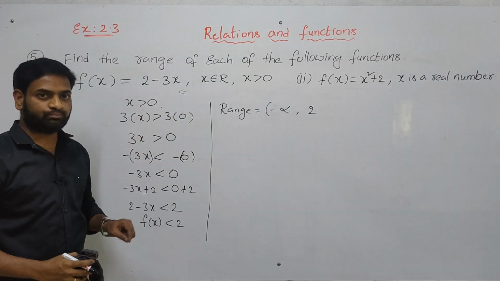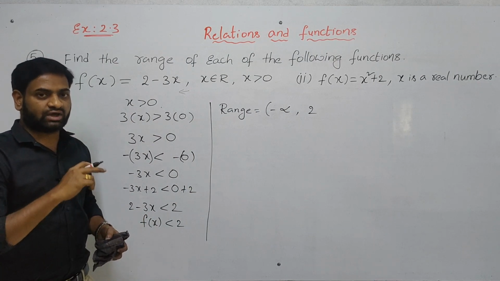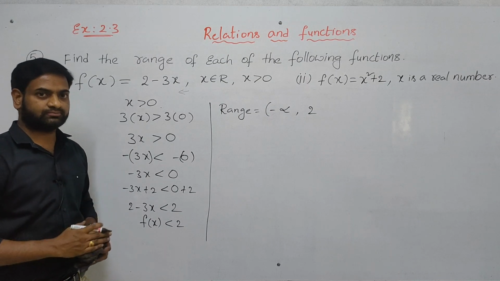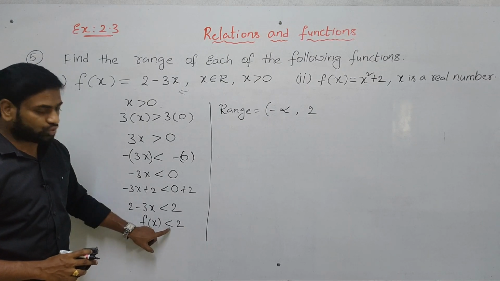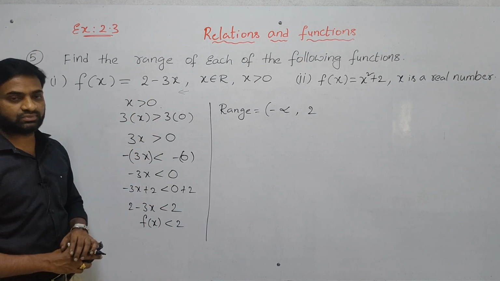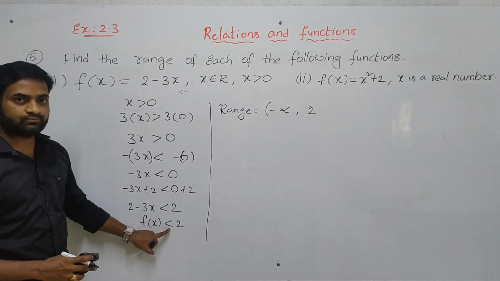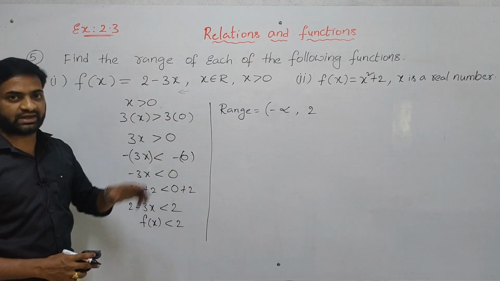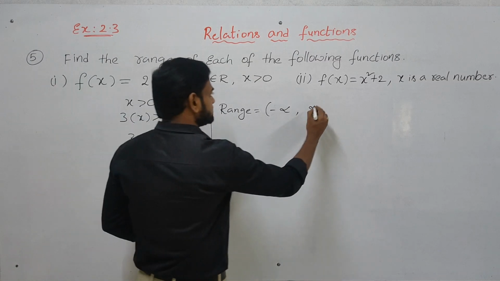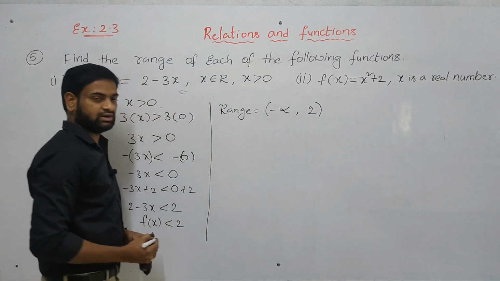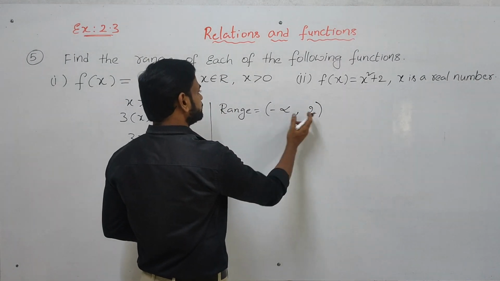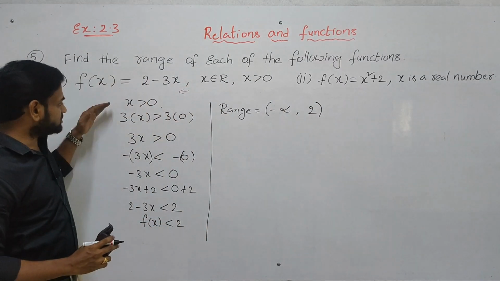For the 2, which bracket do we have to take, closed or open? When there is no equal symbol, it is an open bracket. If you have an equal symbol, it is a closed bracket. Here there is no equal symbol, so it is an open interval. So it is the open interval from minus infinity to 2. That is the range of this function.